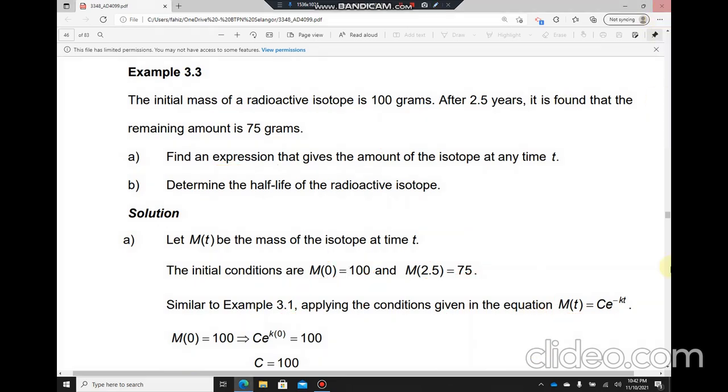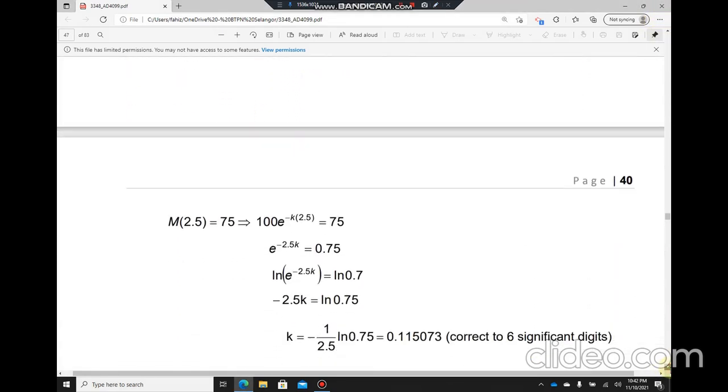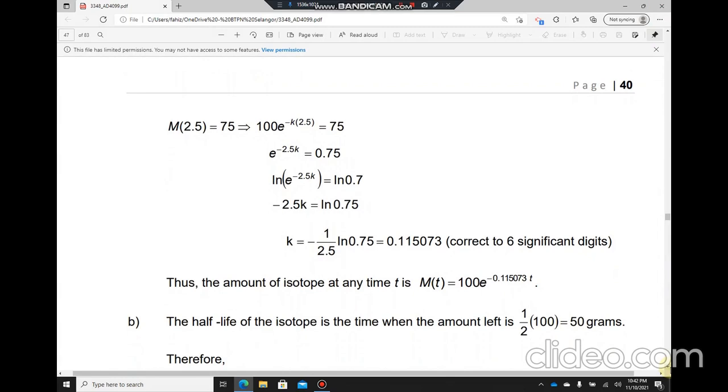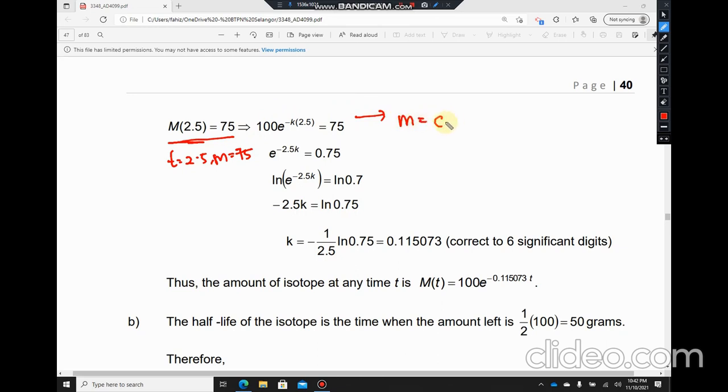Okay, and then after you get the value of C, okay, you can find the value of K. Okay, so to find the value of K here, okay, so we apply second condition. Kan tadi bila T sama dengan 2.5, M sama dengan 75. So masukkan dalam equation M equals to CE negative K T. Okay, so substitute into equation M equals to CE negative K T to find the value of K. Okay, nak dapatkan nilai K kat sini.